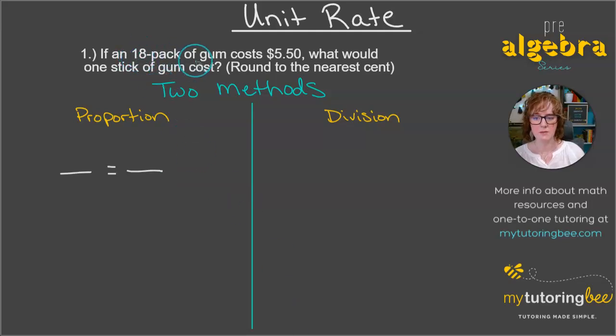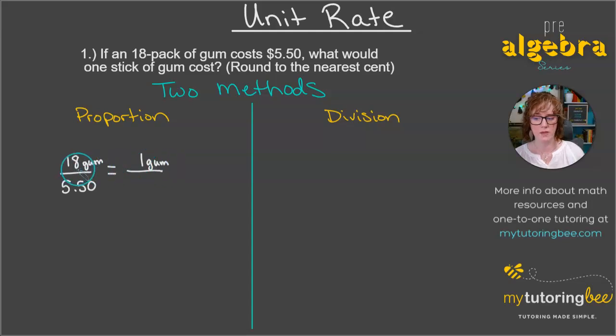We've got an 18 pack of gum that cost $5.50. So I'm going to go ahead and put those two numbers in the same fraction together. Now, I could put 18 as the denominator and then the $5.50 as the numerator. It doesn't really matter how I set up this first fraction necessarily, but what does matter is that it matches with the second fraction. So since I have gum in the numerator of the first fraction, I need to put the unit rate of the gum in the second fraction. So since we want to know what just one stick of gum costs, then that's what's going to go here, is just one stick of gum.